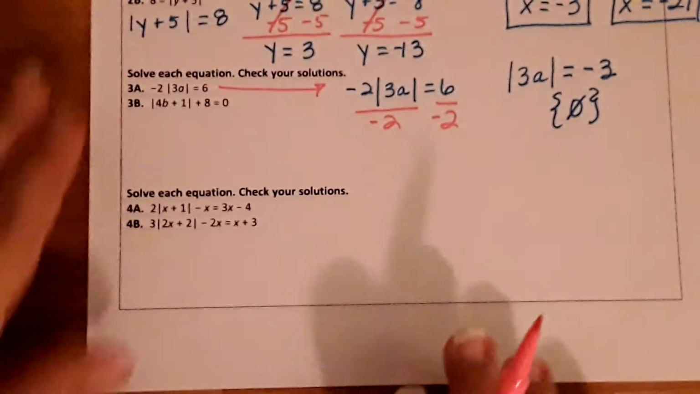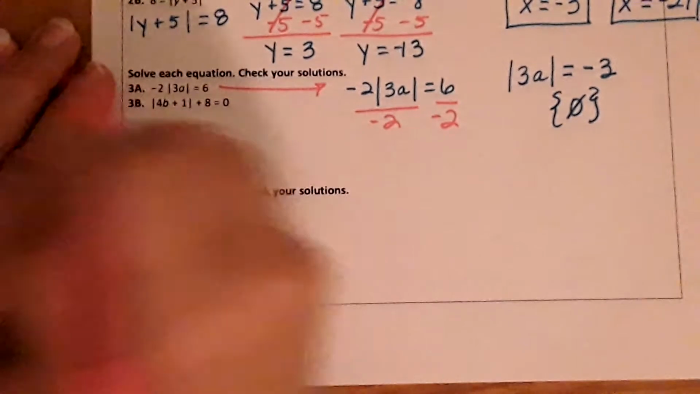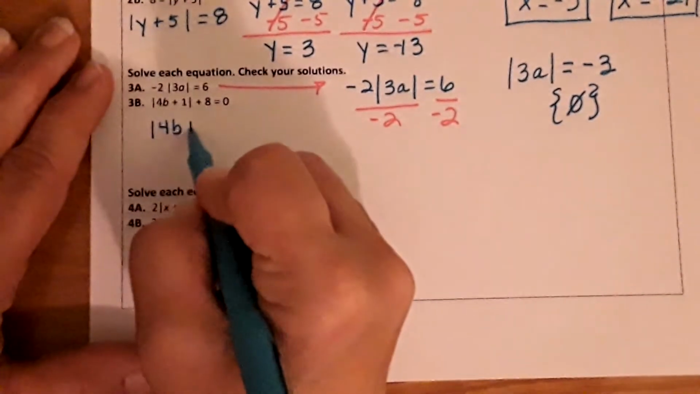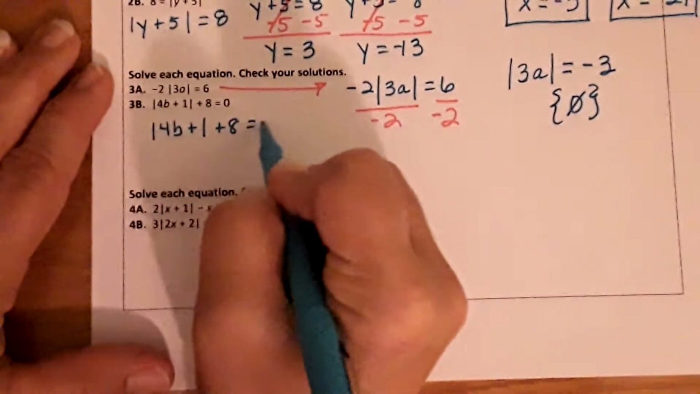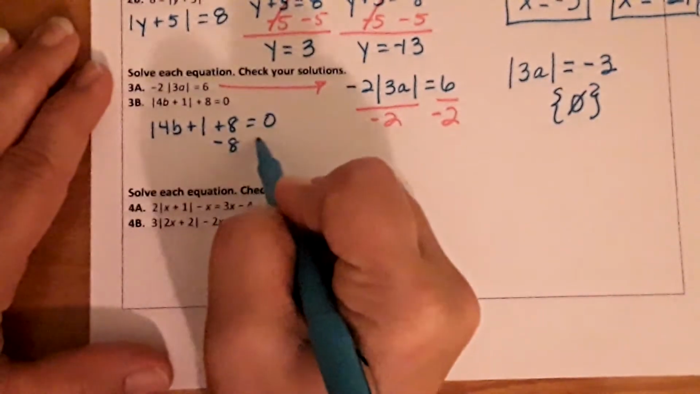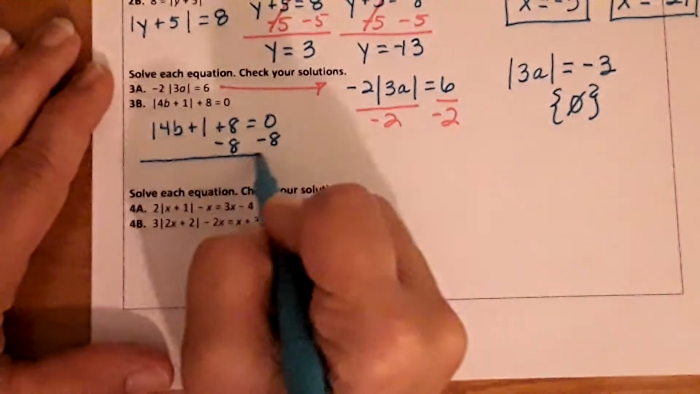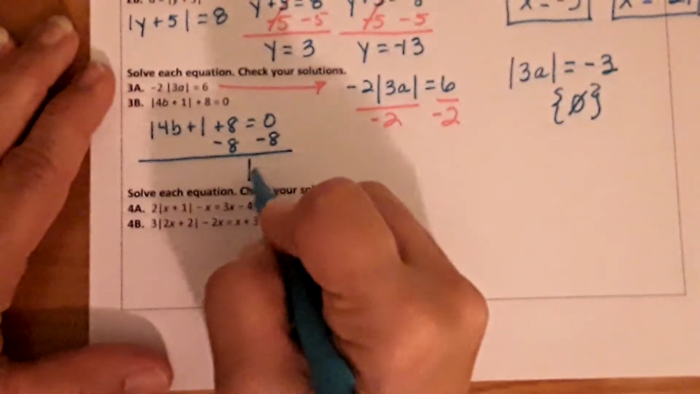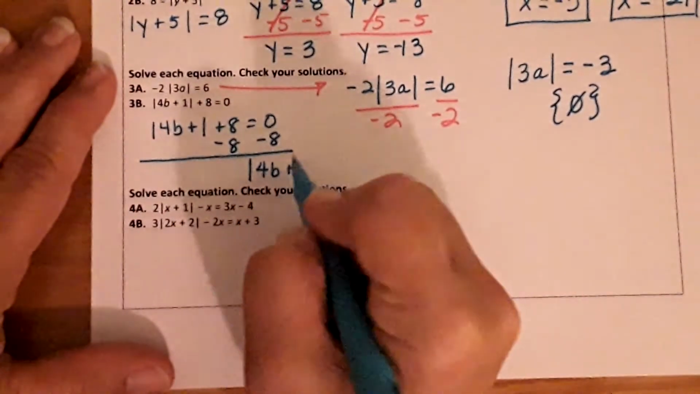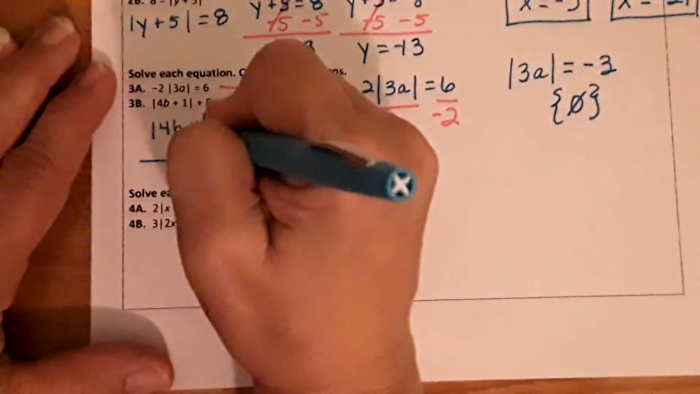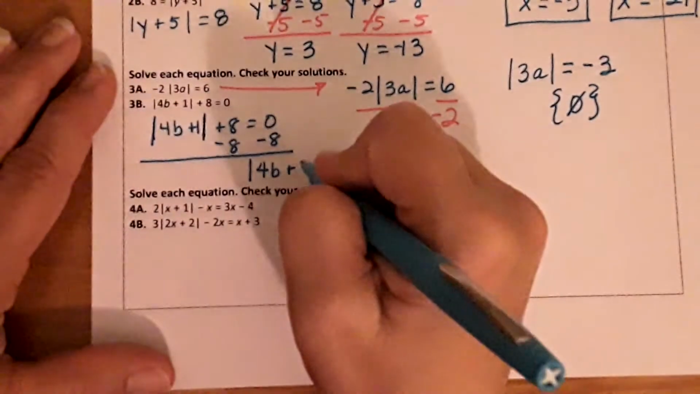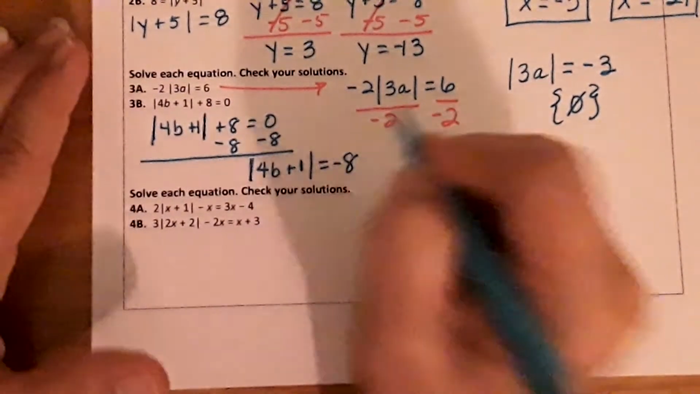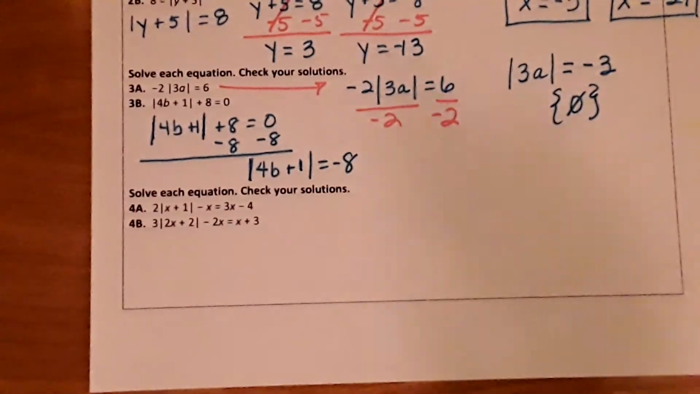Well, we can do 3b as well. Let's just do this real quick. So the absolute value of 4b plus 1 plus 8 equals 0. I'm going to subtract 8 from both sides. I'm going to get the absolute value of 4b plus, did you guys see that I forgot the 1? Okay. Equals negative 8. You guys, you can't have a negative number.